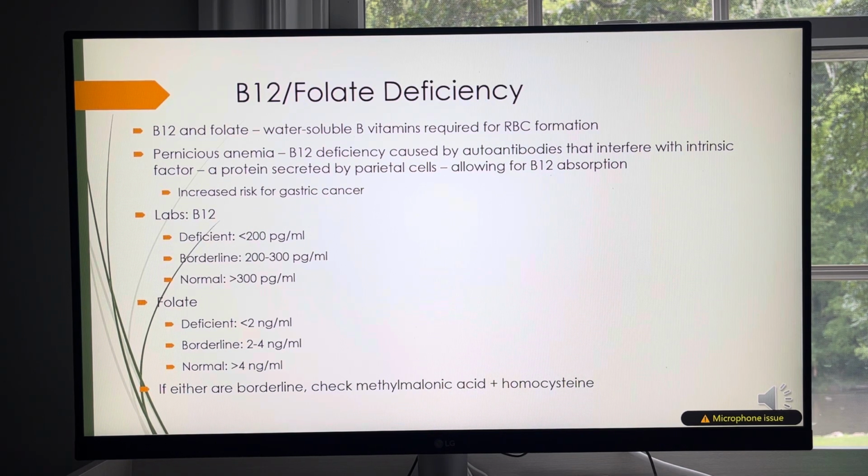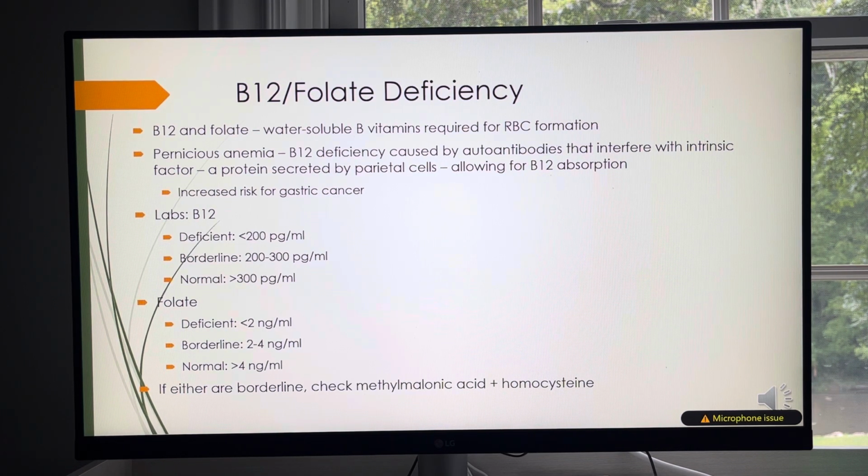And you see that at the bottom of your slide. What are those? Well, B12 is a cofactor in the conversion of MMA to a substance that enters the Krebs cycle. Without B12, MMA levels increase. So in folate deficiency, the MMA will be normal, whereas in B12 deficiency, the MMA levels will be increased.